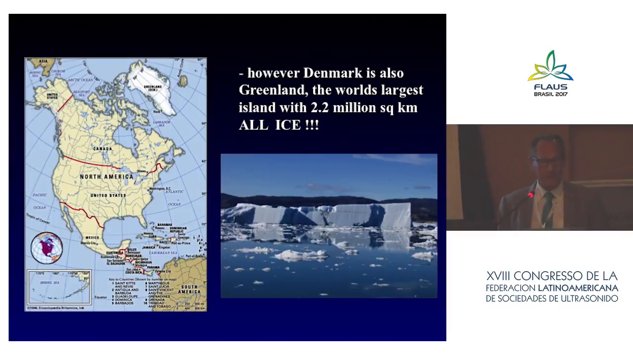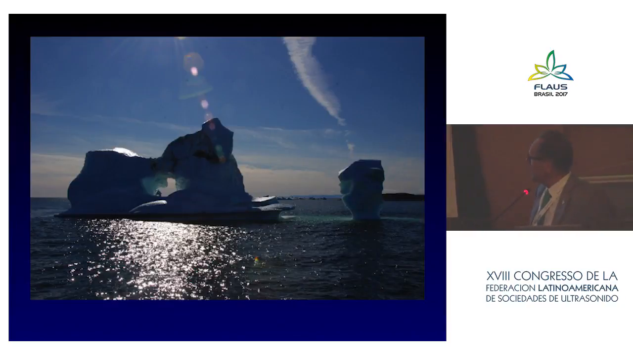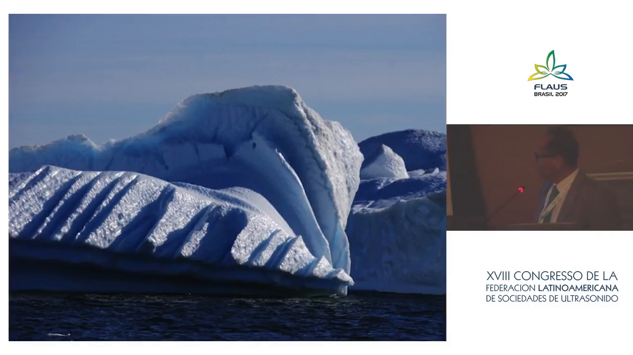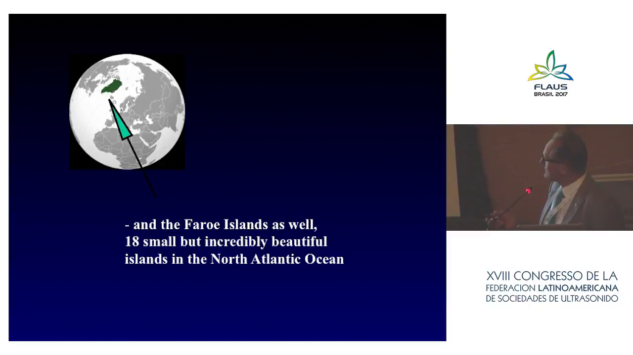Denmark is actually also Greenland. Greenland is a part of the Danish kingdom, and Greenland is 2.2 million square kilometers, the largest chunk of ice on Earth, except for Antarctica, of course. But this is an island, and you have beautiful sculptures of ice if you take a boat drive up there. And Denmark is also Faroe Islands. The Faroe Islands is a small group of islands between Norway and Iceland.